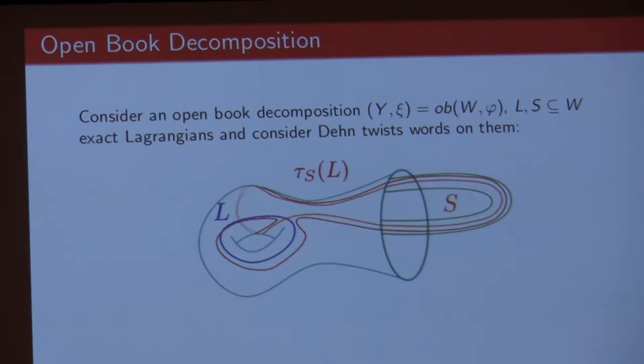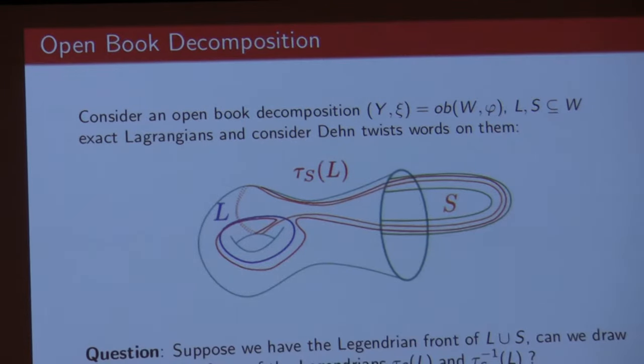Then S is this guy, which is in orange. So it goes inside, does something, and then goes around. And now you can take the Dehn twist of one along the other. The upshot is that given two Lagrangians, you get some other Lagrangians, and if these Lagrangians were exact, you get an exact Lagrangian as well. So Dehn twisting one along the other produces new exact Lagrangian manifolds in it.